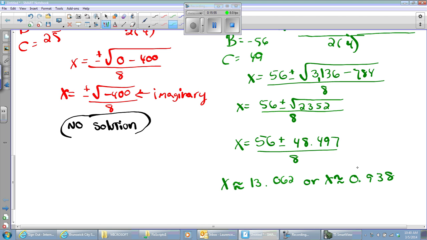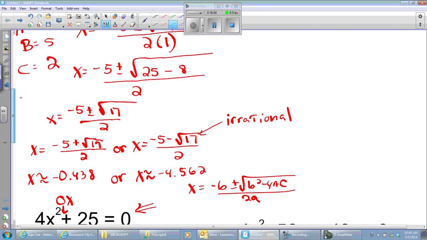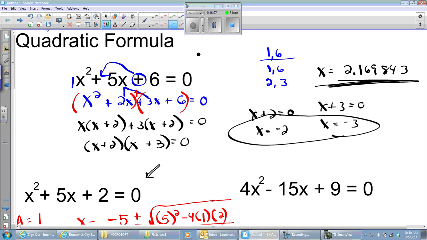Okay, I only gave the decimal approximations there. I didn't give the exact answers, but that's okay. We'll talk more about exact answers and when to use them and when not to. All right, so that is your equation for Friday's lesson.